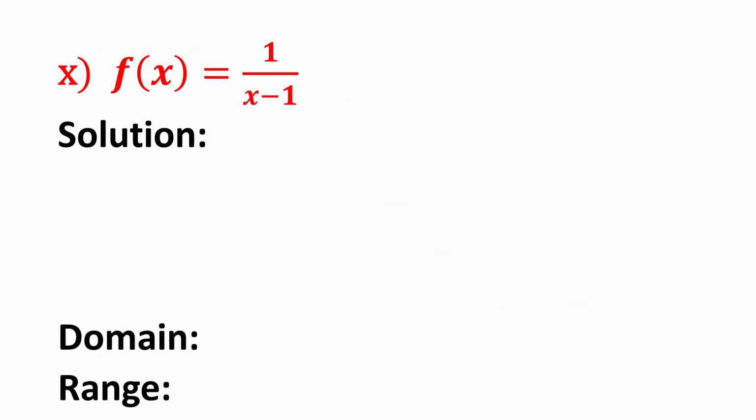The denominator can't be 0. So x minus 1 should not equal 0. The value of x should not equal positive 1. It means the domain will be the set of all real numbers excluding this 1.